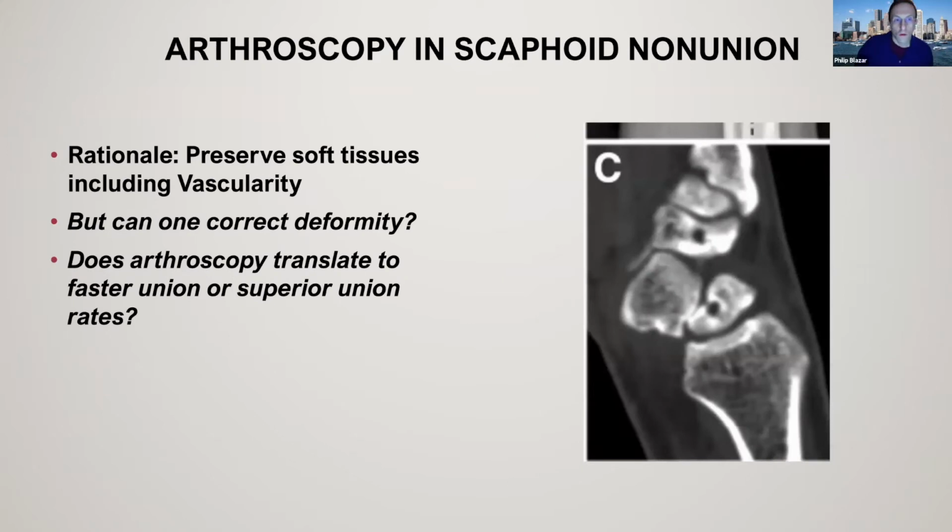So transitioning to the role of arthroscopy in scaphoid non-union, certainly the rationale makes a lot of sense to those of us who do arthroscopy and wrist surgery. Preserving soft tissues, particularly vascularity, in this clinical scenario makes a lot of sense. But there are two real questions that arise from that. Number one, can you use it to correct deformity? And does the theoretical rationale actually translate into faster union or superior union rates?